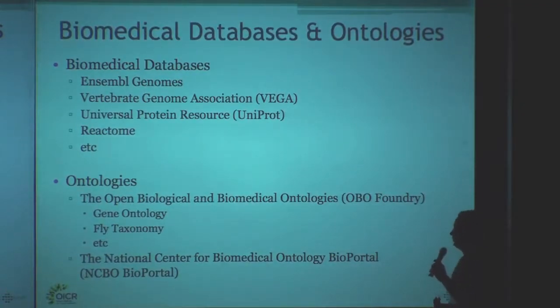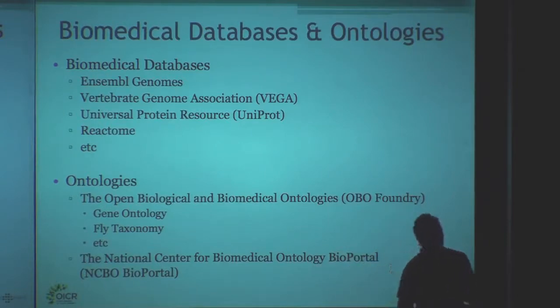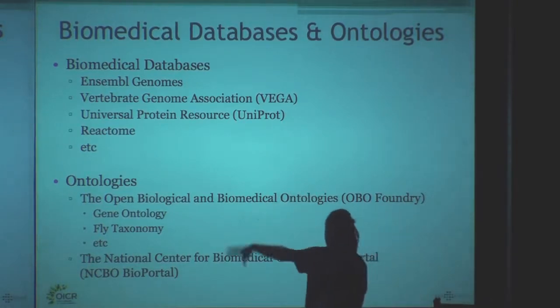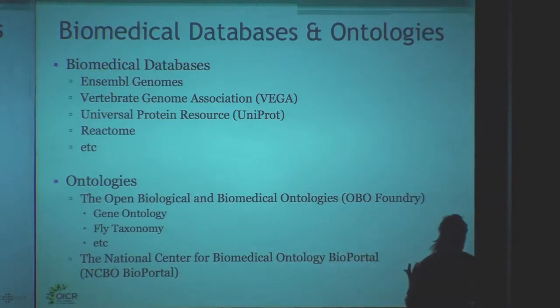So, but back to the topic about SPARQL queries and BioMart. There are these big biological databases like Ensembl, Vega is kind of big, then there's UniProt, Reactome. And on the other hand, you have the ontologies, right? But these are usually separate. They're not very well incorporated, well, except for UniProt now.